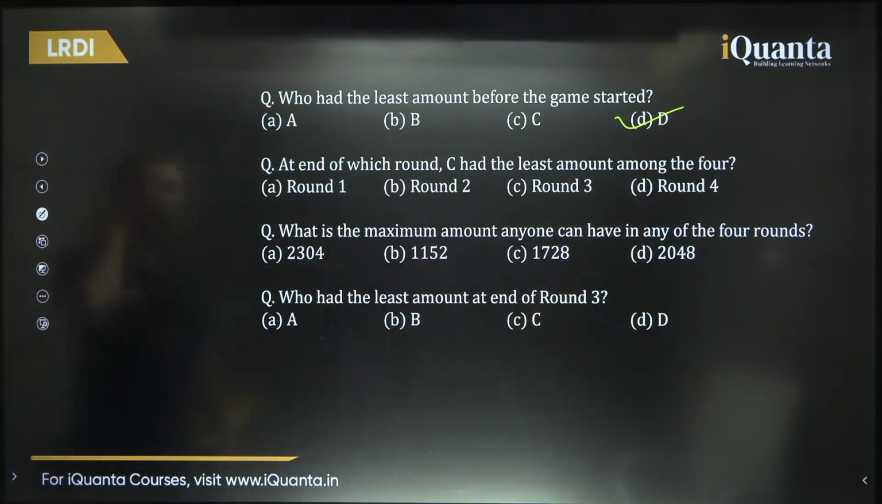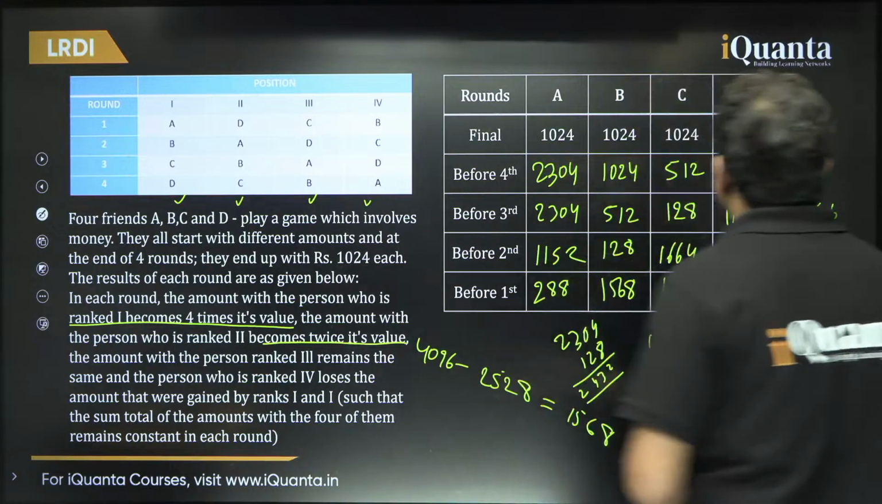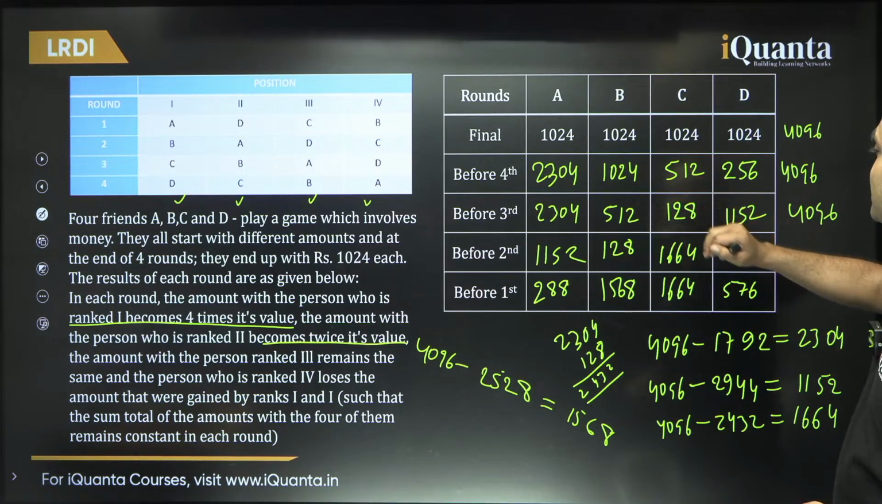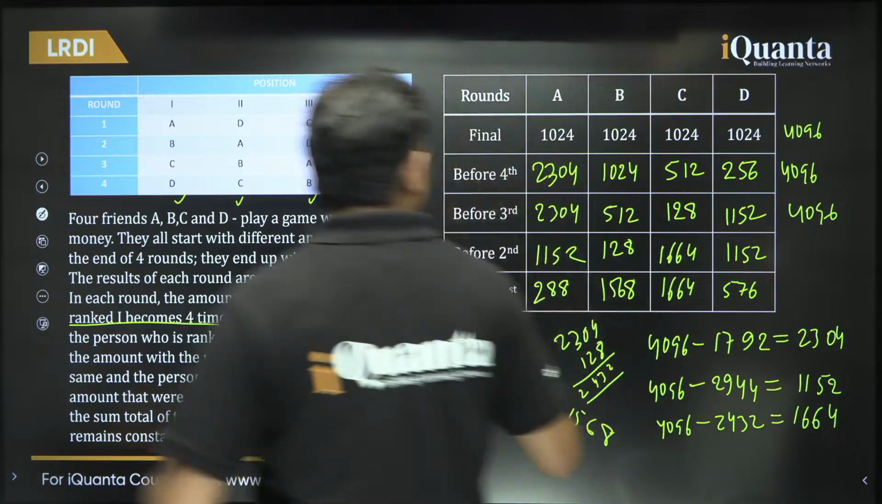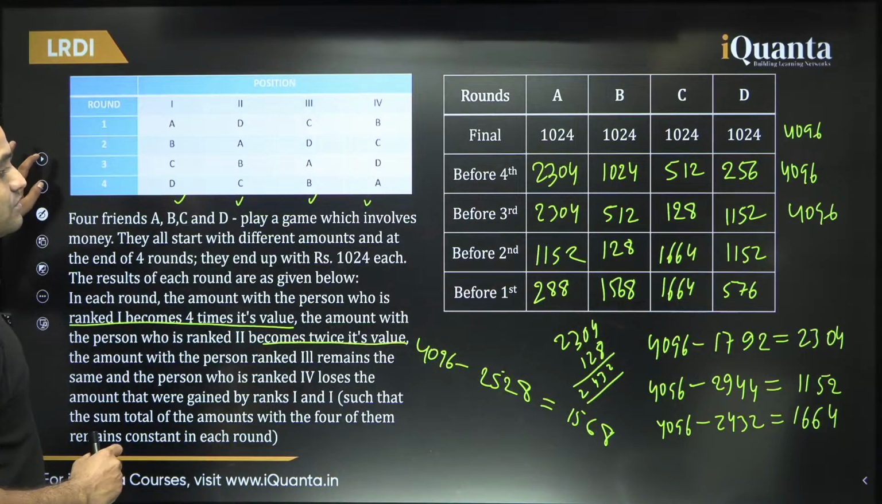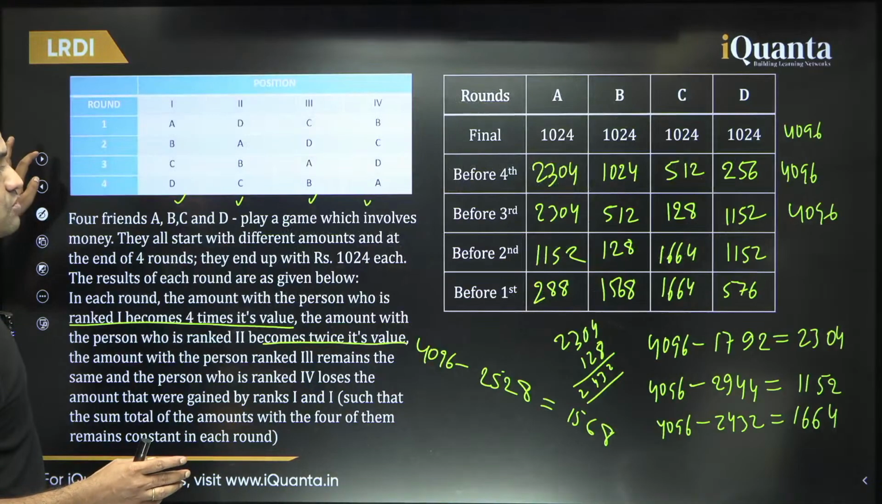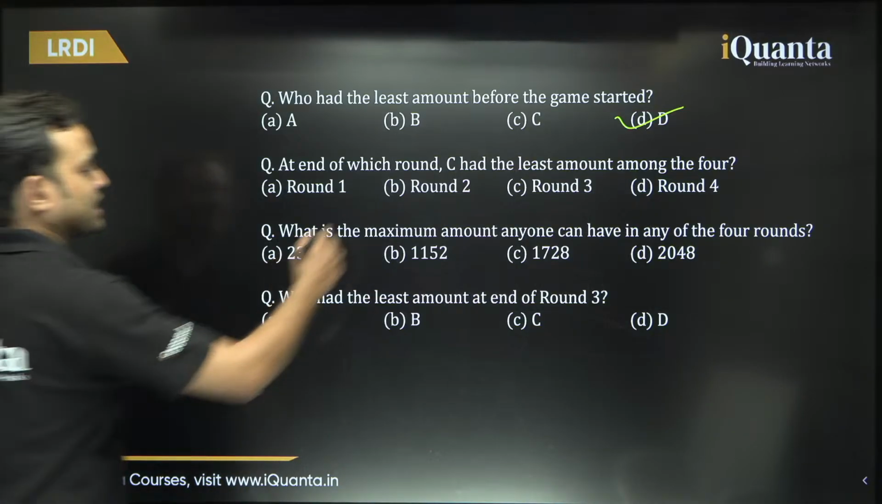At the end of which round did C have the least amount among the 4? C had the least amount among the 4 after which round? So C had the least amount after the third round, or after this. Yeah, only after the third round, right? So it says C had the least amount among the 4 at the end of which round? So this is before 3. So at the end of the second round, right? So it will be round 2.